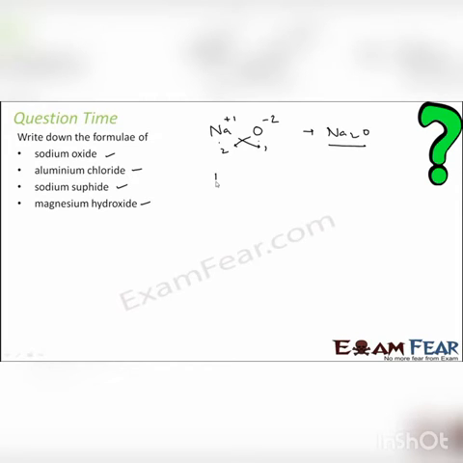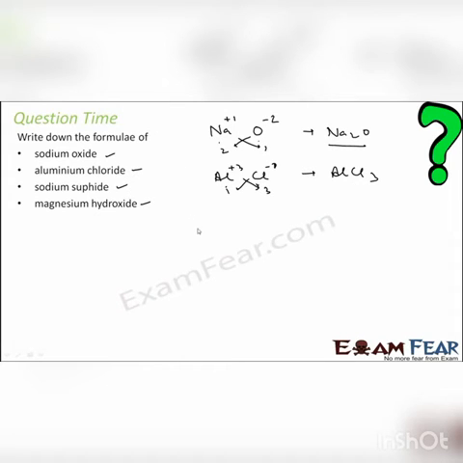Let's do aluminum chloride. Aluminum is metal, chlorine is non-metal. Aluminum is written first, chlorine is written second. Aluminum has a charge of plus 3, chlorine has a charge of minus 1. Let's do a balance. This becomes 1, this becomes 3. You get AlCl3.